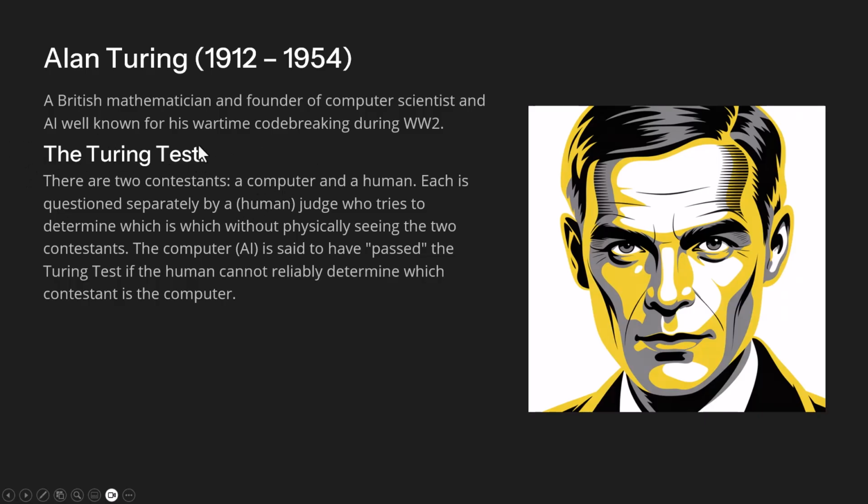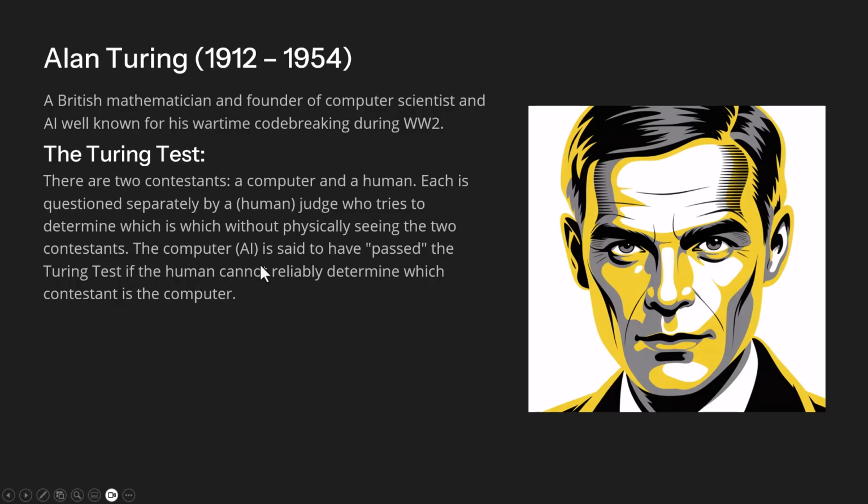So here's the idea of the Turing test. It relates to artificial intelligence. There are two contestants: a computer and a human. Each is questioned separately by another human, whom we call the judge, who's basically trying to determine which is which without physically seeing the two contestants. So I am talking to a human on one side and a computer on the other side, but I can't really tell which is which, right?